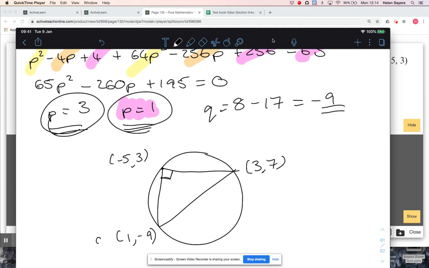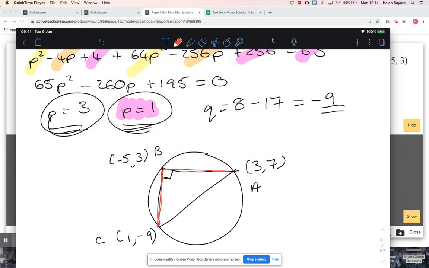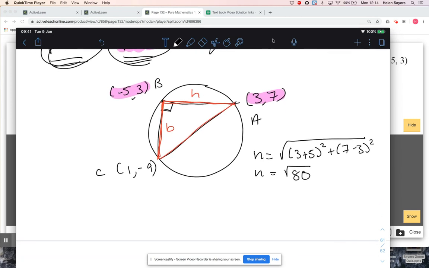I think that was C, wasn't it? That was A and that was B, not that it really matters. What we were aiming for was to find that length and that length, which I was calling the base and the height of that right angle triangle. So the end is in sight. The height is the distance between these two: 3 minus minus 5 all squared plus 7 minus 3 all squared. So 64 plus 16, so root 80. There's no point simplifying that because I'm just going to substitute it into half base times height shortly.